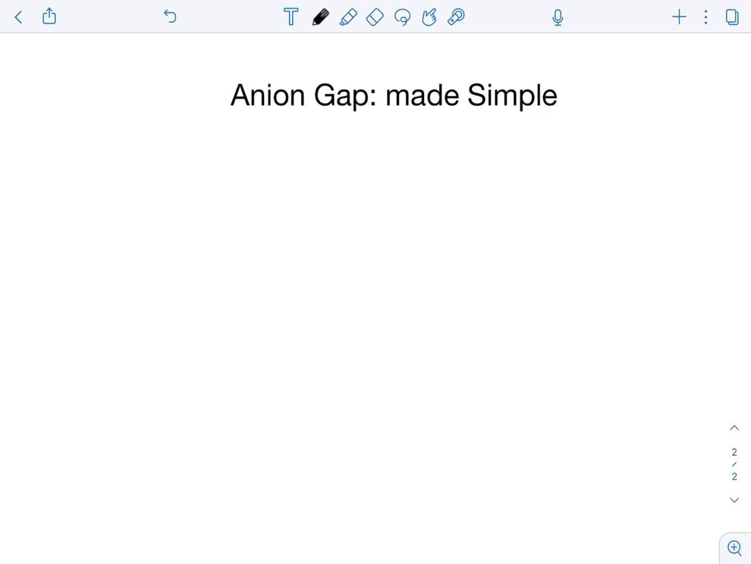And for this one, I'm going to be discussing the anion gap. What is it? When do we use it? What's the whole purpose of it? And hopefully after this video, if you ever get asked about the anion gap, you will have a good idea or good explanation for when to use it, why it's important, etc. So let's get into the anion gap.